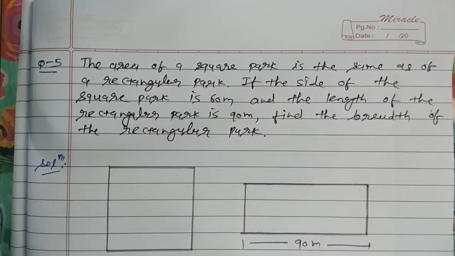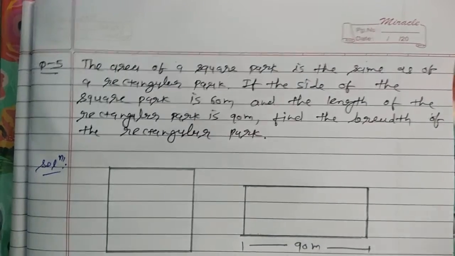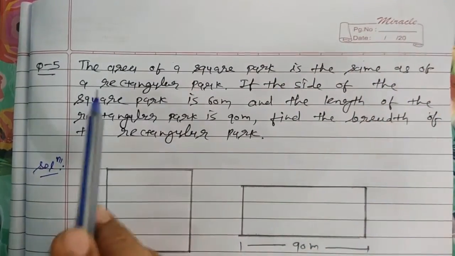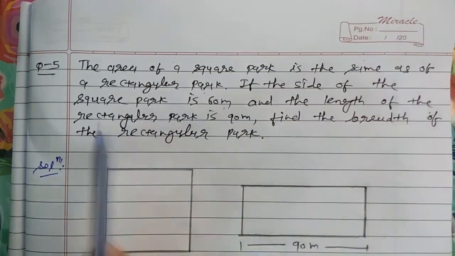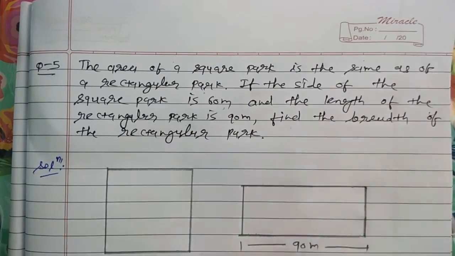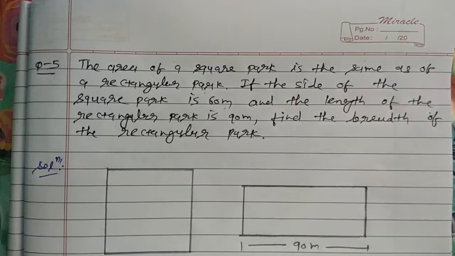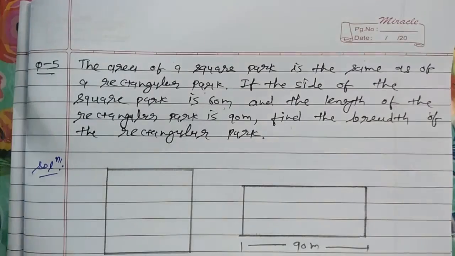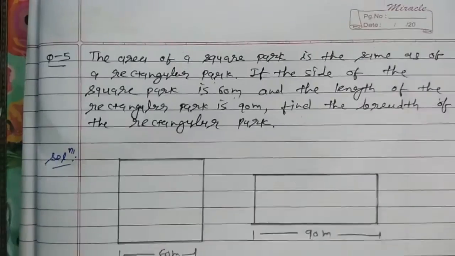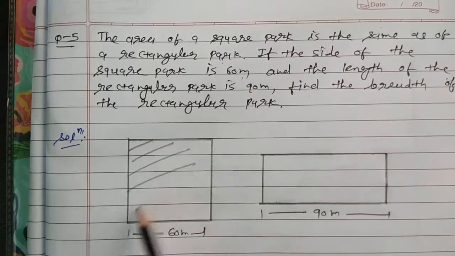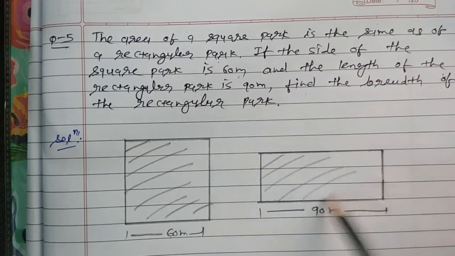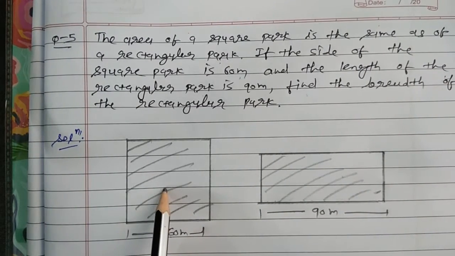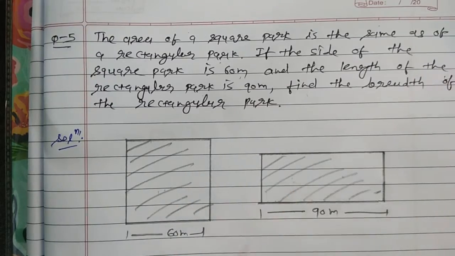Question number 5. The area of a square park is the same as of a rectangular park. If the side of the square park is 60 meter and the length of the rectangular park is 90 meter, find the breadth of the rectangular park. So here it is given that area of a square park, this is shape of square and this is rectangle, so we will take it as a rectangular park and here it is square park, and their area are equal.